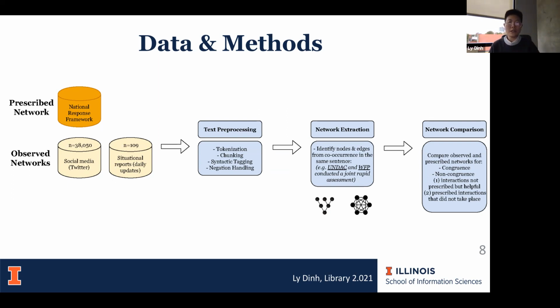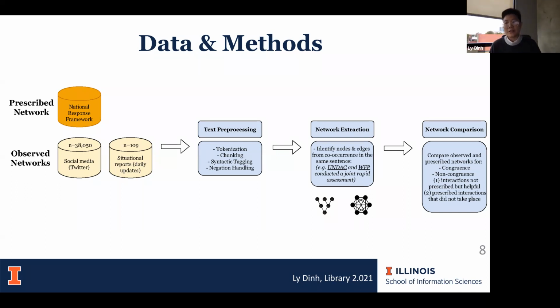I took it through a standardized text pre-processing approach using state-of-the-art text processing packages, which includes tokenization, chunking, syntactic tagging to tag the words into their various syntax, and also negation handling. Negation handling is specifically important as a pre-processing step for social media data, because let's say they say these two organizations are not working together. It's very important to establish that "not" is an indicator of negation, meaning there is actually no connection between the two organizations, as opposed to there being a connection.